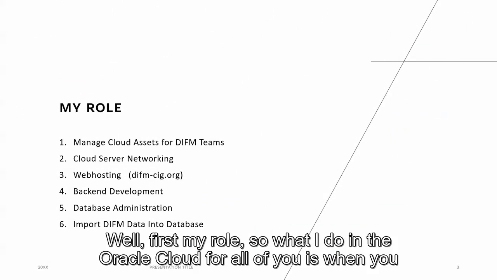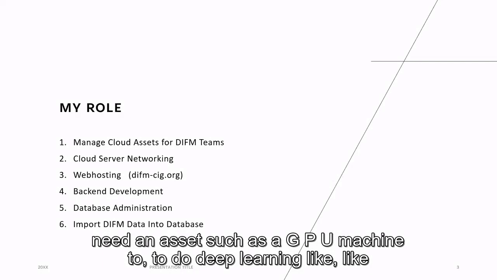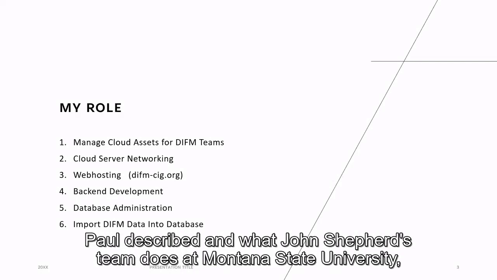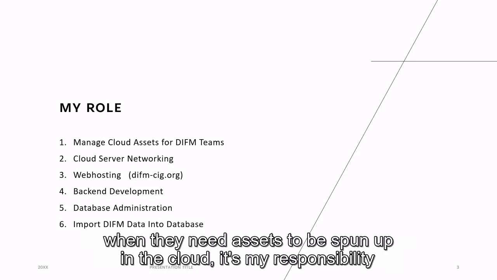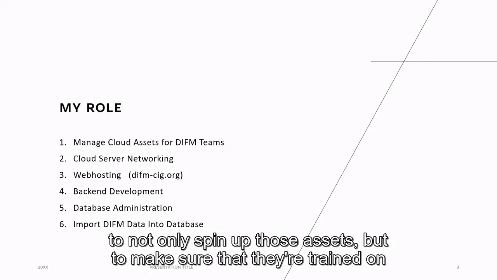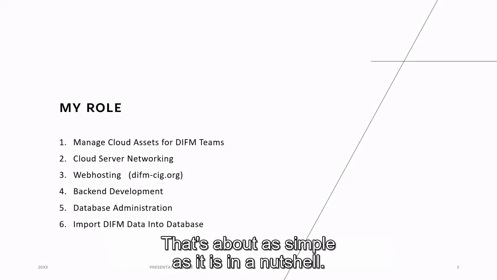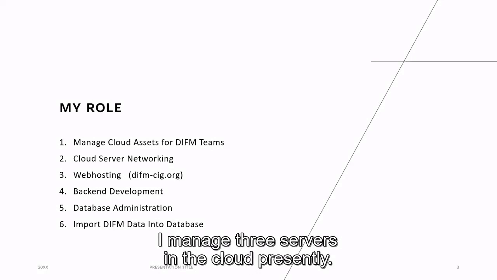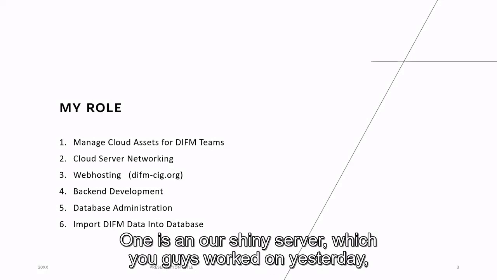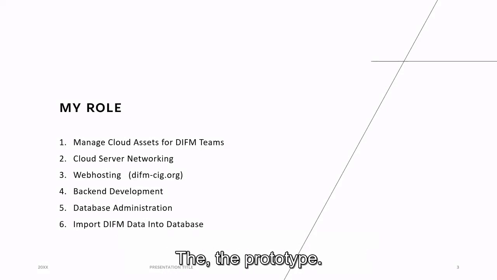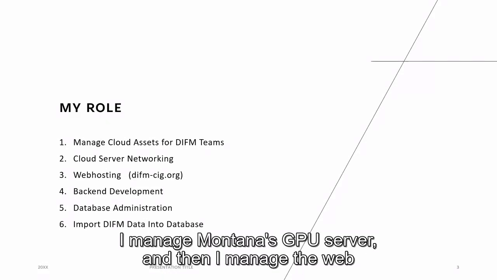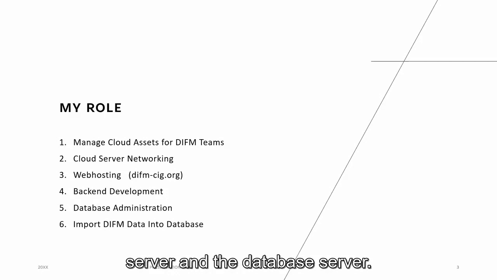Well, first, my role. What I do in the Oracle Cloud for all of you is when you need an asset, such as a GPU machine to do deep learning, like Paul described, and what John Shepard's team does at Montana State University, when they need assets to be spun up in the cloud, it's my responsibility to not only spin up those assets, but to make sure that they're trained on how to access them and that they're properly firewalled behind the network. That's about as simple as it is in a nutshell. I manage 3 servers in the cloud presently. One is an R Shiny server, which you guys worked on yesterday, which was for the trial software, the prototype. I manage Montana's GPU server, and then I manage the web server and the database server.